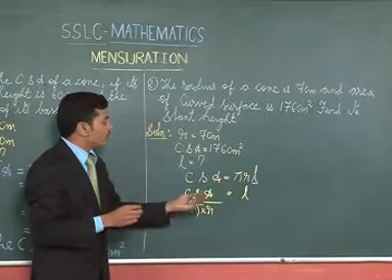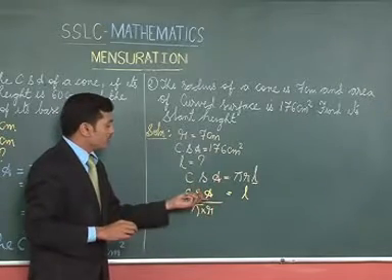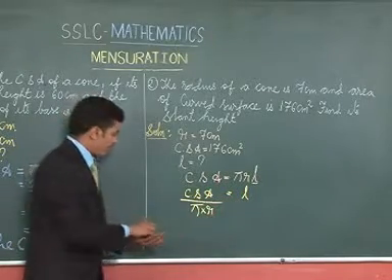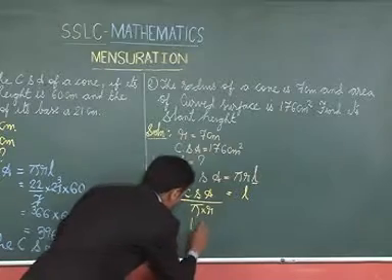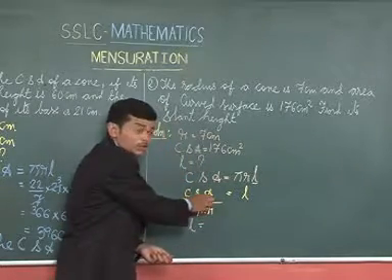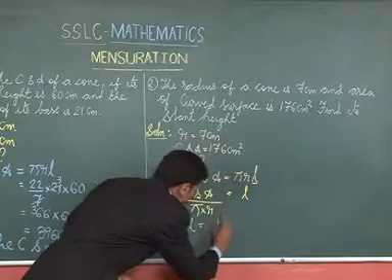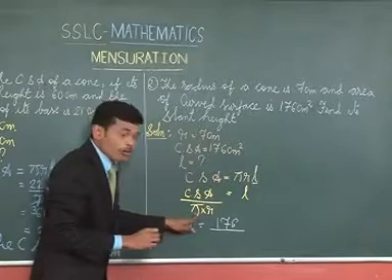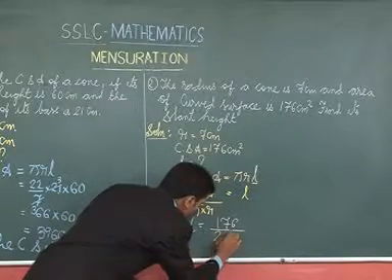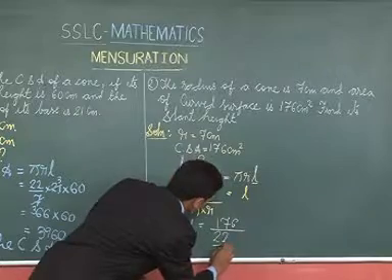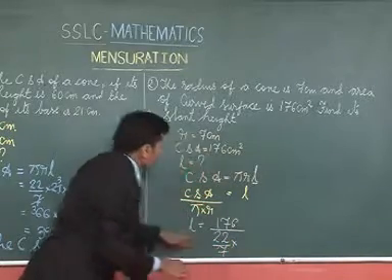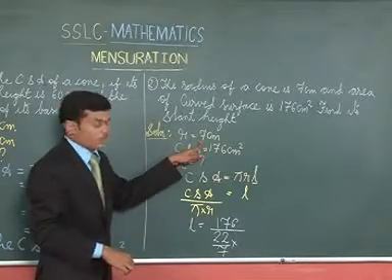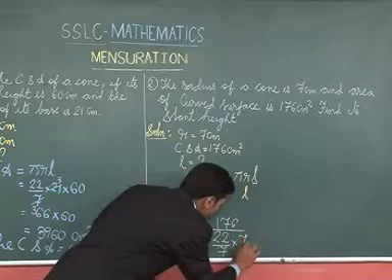Now just substitute the values of r and CSA to find out the value of L, that is, the slant height. So L is equal to CSA. What is the value of CSA? It is given, 176 centimeter square, divided by pi. What is the value of pi? It is 22 by 7, into radius. What is the value of radius? It is given, r is equal to 7 centimeter.